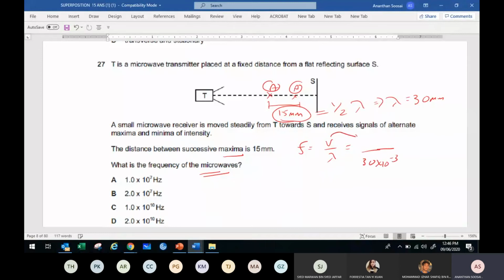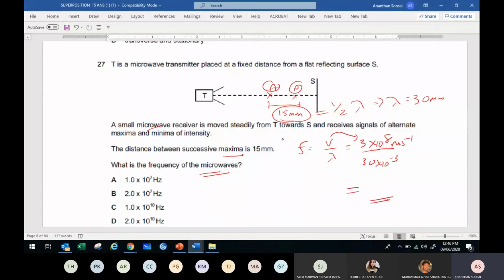Speed of microwave is how much? Microwave is an electromagnetic wave, so the speed is 3 times 10 to the power of 8. You need to know the speed of light. They won't give it to you, they expect you to know. So with 3 times 10 to the power of 8 as the speed, you get your frequency.